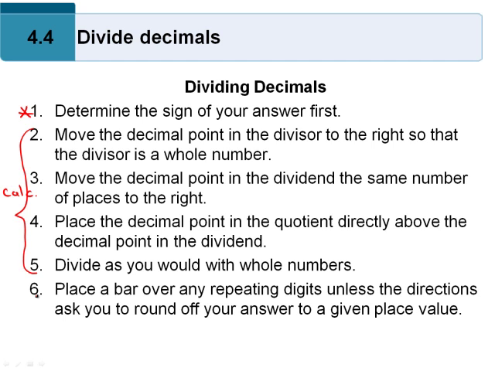Now, number 6, we will be using also. If for some reason you get a repeating digit as you're doing your calculations on your calculator, then you put a bar over the repeating digits, or if the directions ask you to round it off, then you round off your answer to the given place value that they've asked you to use.